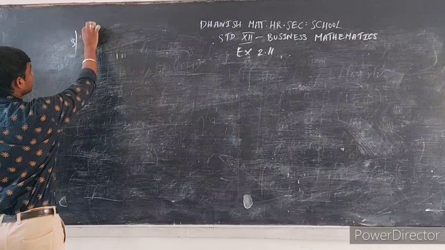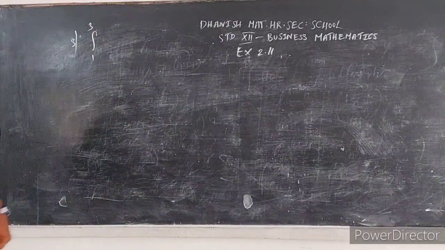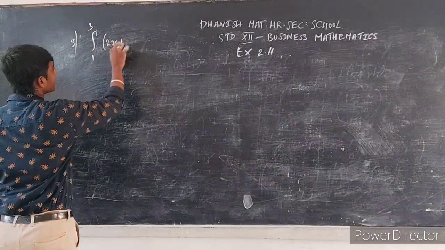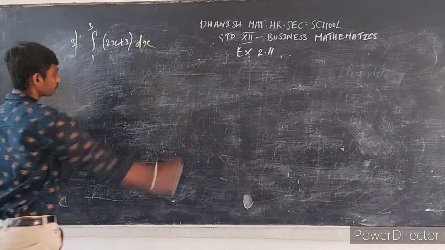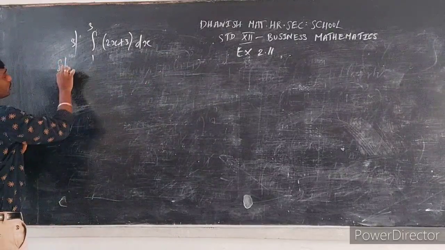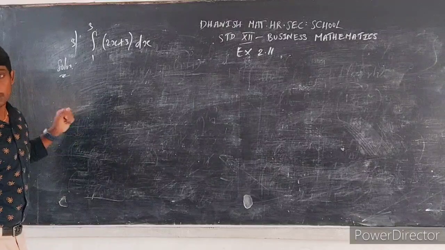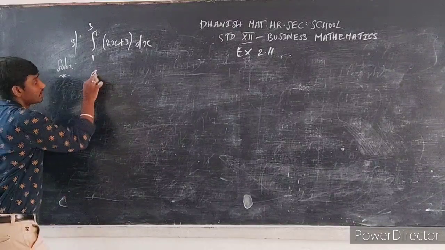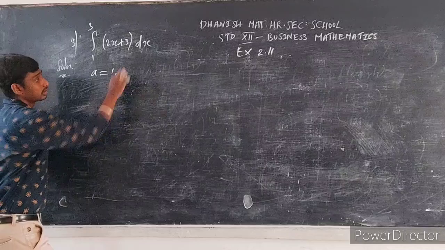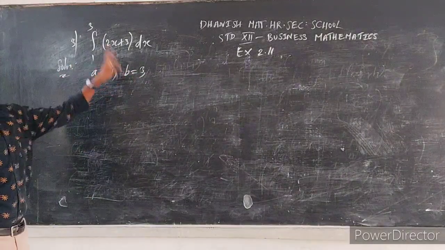What is given here? The integration from 1 to 3. The limit will be 1 to 3, of 2x plus 3 dx. Let's solve. What is the solution here? Here we are going to substitute. So how to solve? First we have a value that will be 1, b value that will be 3.